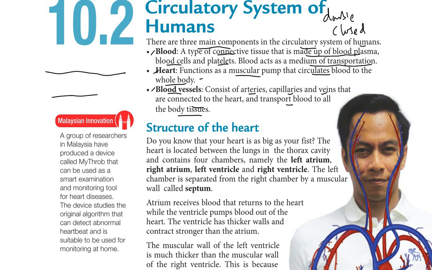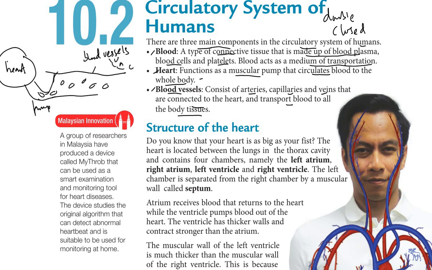Let's say we have the heart here. So how to draw the heart? Maybe I just write the heart here. So the heart will pump the blood. So we have the blood here. The blood will flow inside the blood vessels. For blood vessels, we have the vein, artery, and capillary. So they transport the blood. The blood will flow inside the blood vessel.